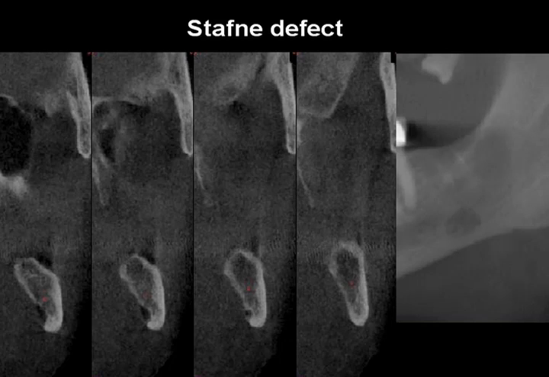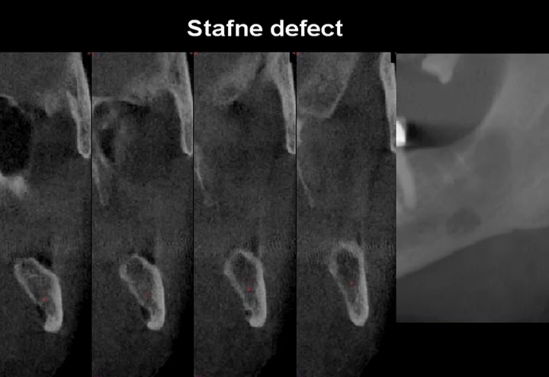Here's a case of a Stafne defect. It's a well-defined radiolucency, and these tracings show the nerve here, and then the impression there of the minor salivary gland. A Stafne defect is basically just a depression of the minor salivary gland there in the jaws.